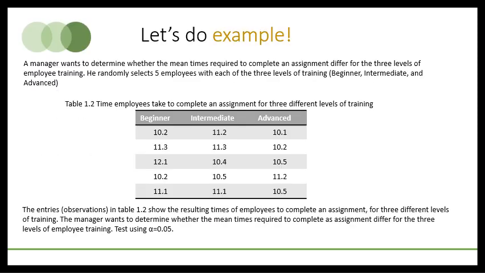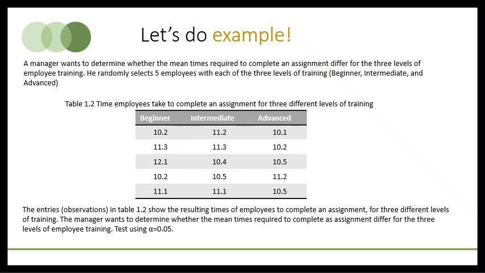Now, after we have learned how to determine the f-test, and we know what the equation involved is, let's take a look at the example for one-way ANOVA. Let's focus on this example.